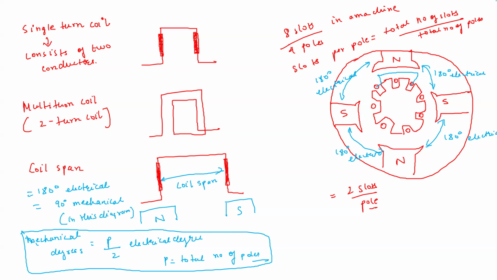Which we can see here also, right? You can see that from here to here, this is 90 degrees, so this is 90 degrees mechanical, for this example.